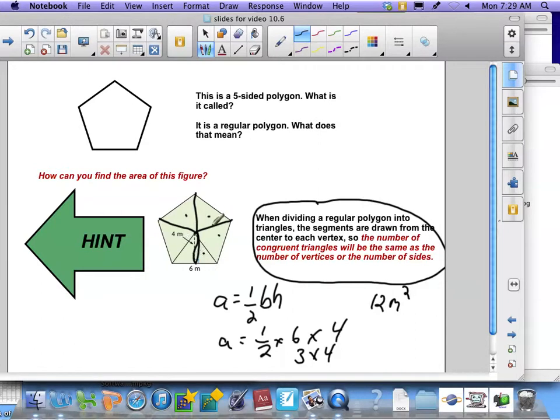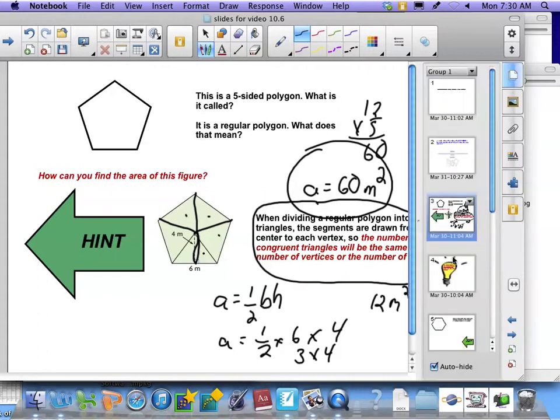Okay, but now remember, that's only a piece of the pentagon. There's 1, 2, 3, 4, 5 triangles. So now we can do 12 times 5 is 60. And the area of the pentagon is 60 meters square, or 60 square meters. Okay. So we divided this regular polygon. It has to be a regular polygon. The sides all have to be the same. The angles have to be the same. We divided it into 5 triangles. We found the area of one triangle, and then we multiplied by 5. And the area of the pentagon is 60 square meters.